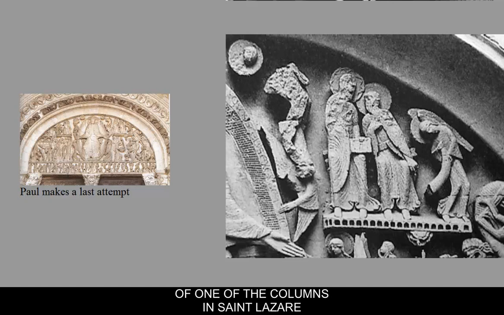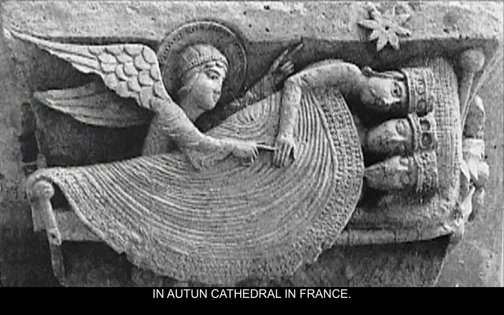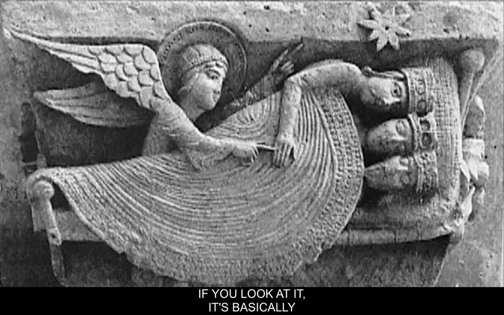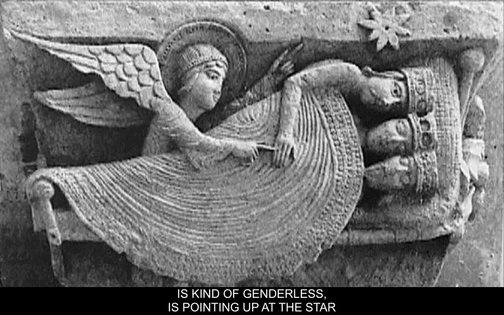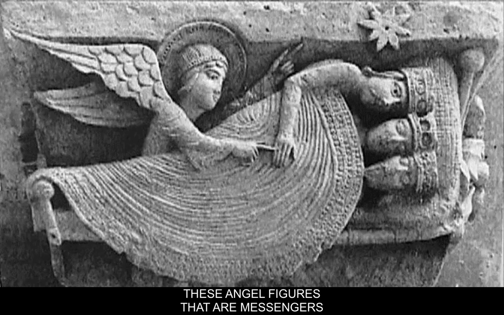So let's take a look at one of the capitals of one of the columns in Saint-Lazare in Autun Cathedral in France. The capital that we're looking at here makes a lot of sense. If you look at it, it's basically all of the story elements without any reference to pictorial space at all. We're not trying to tell a story in an illusionistic way. What you have is the Star of Bethlehem floating above these three characters who are in bed, and these are the three wise men who are being called by the angel, and the angel is kind of genderless, pointing up at the star and telling them, get up out of bed because a new age has dawned. And so we have the major elements, these angel figures that are messengers delivering the message to the three wise men, and then the Star of Bethlehem, which is basically the story of Christmas.